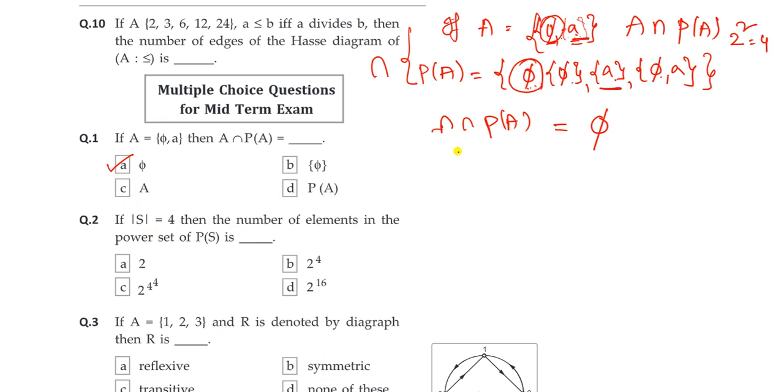And next one, if mod S equals 4, there are 4 elements, so the number of elements in the power set is 2 to the power of 4. So what is the answer? 16. So here B is the answer. Okay, and the third question: if A equals {1, 2, 3}, it is denoted by a digraph, then R is.